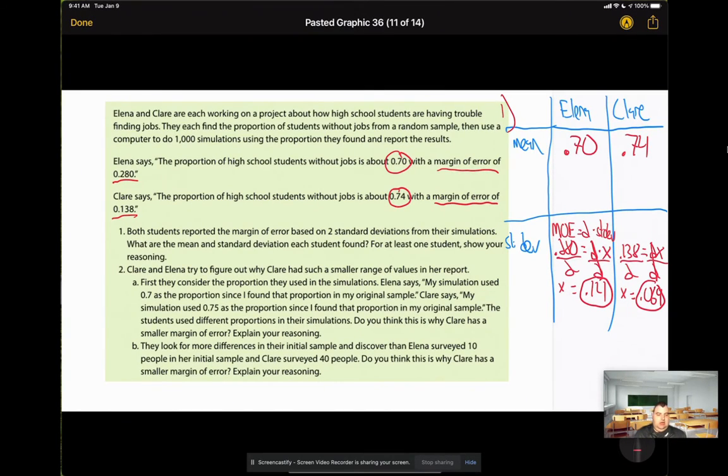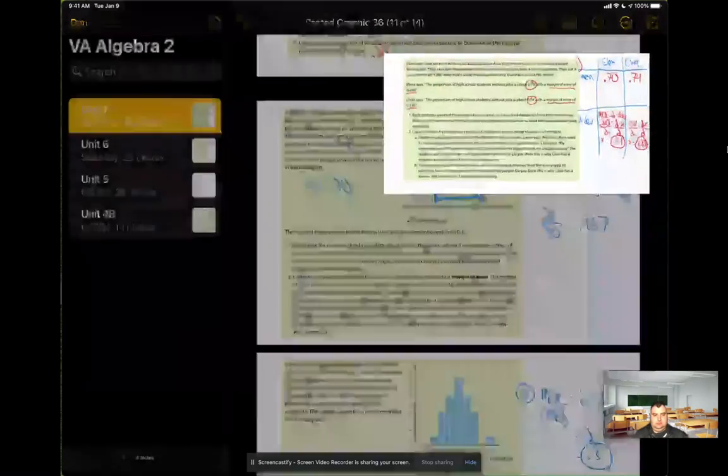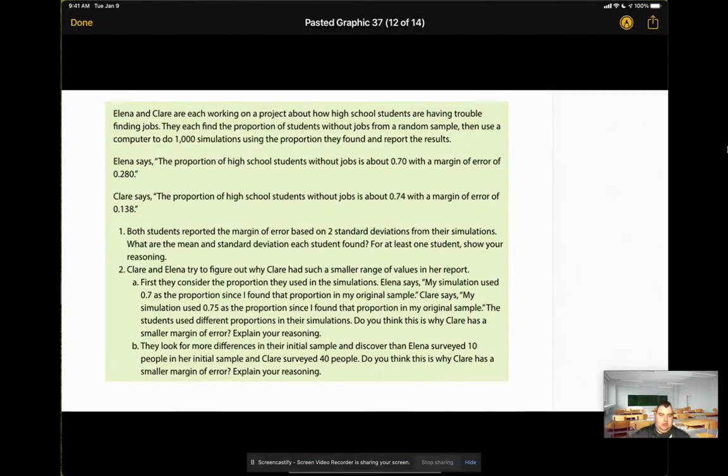Okay. Number 2. Claire and Elena try to figure out why Claire had such a smaller range of values in her report. First, they consider the proportion they used in simulations. Elena says, my simulation used 0.7 as the proportion since I found that proportion in my original sample. Claire says, my simulation used 0.75 as the proportion since I found that proportion in my original sample. The students used different proportions in their simulation. Do you think this is why Claire had a smaller margin of error?